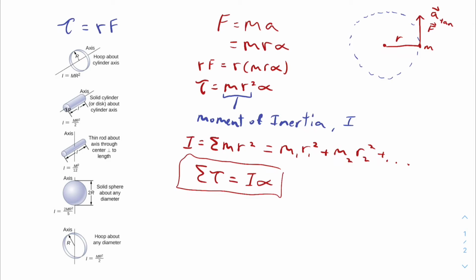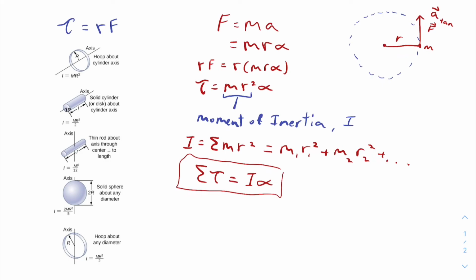So what exactly is an object's moment of inertia? In the same way that an object's inertia is its tendency to resist changes in linear motion, an object's moment of inertia is its tendency to resist changes in rotational motion. An object with its mass concentrated further away from its center of rotation will resist rotation more, and therefore has a larger moment of inertia.